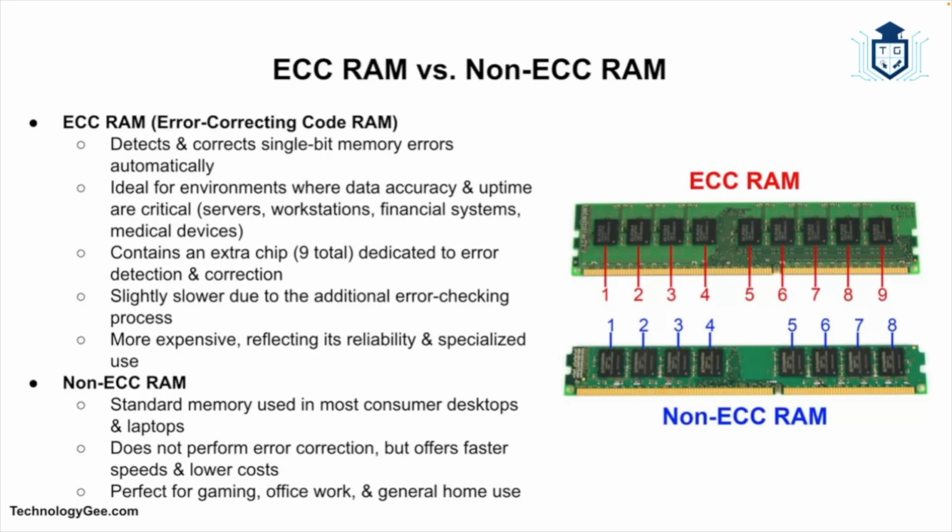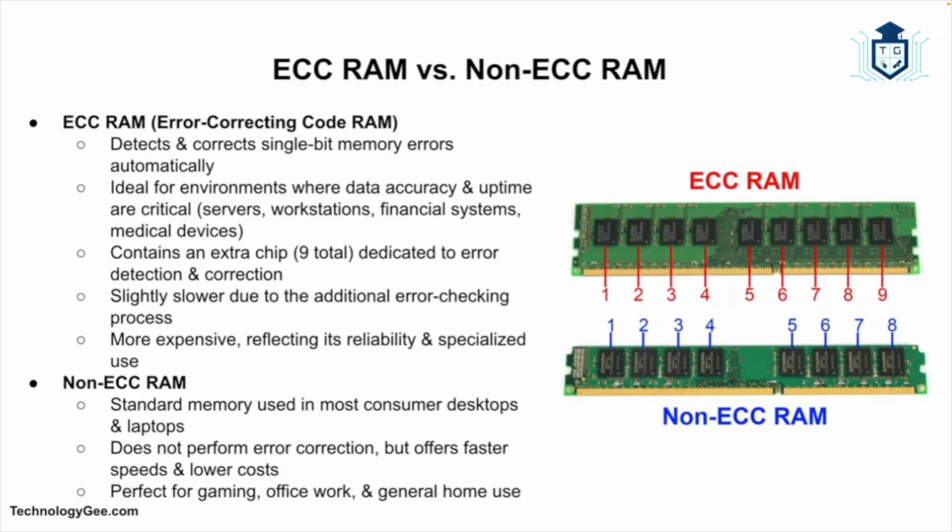Well, ECC stands for Error Correcting Code. And this is a type of RAM that detects and corrects errors that can occur when bits get flipped due to electrical interference, radiation, or just plain randomness. And this is used in servers, workstations, financial systems, medical equipment, or any place where data integrity is critical.